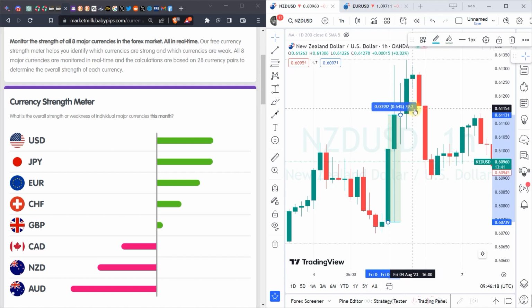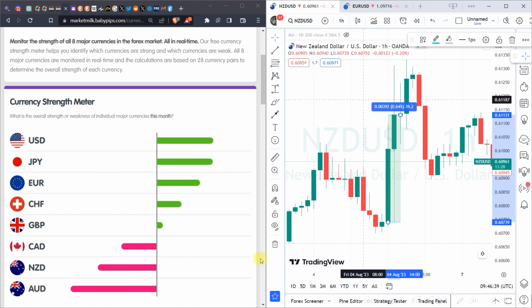39.2 pips. You can see here this move was even less than the move we saw on the Australian dollar. Remember, on the Australian dollar versus the US dollar, the move was 43 pips, and now on the NZD USD pair, we are seeing the move was only 39 pips.